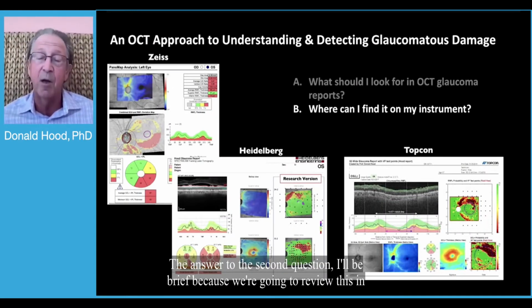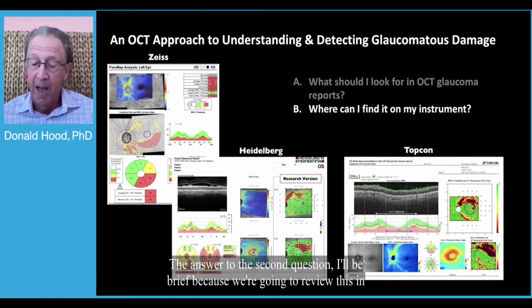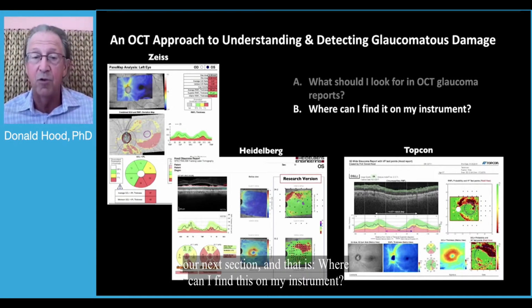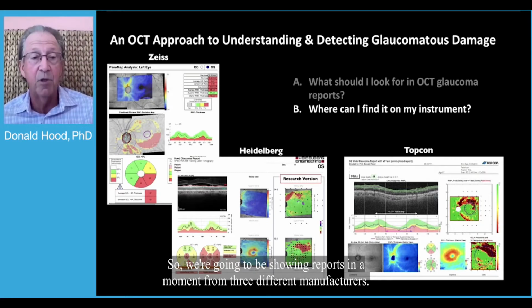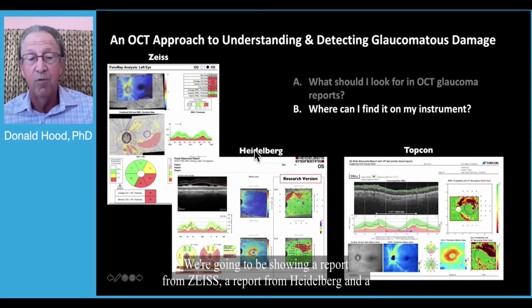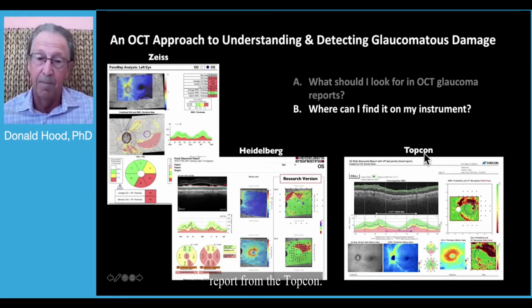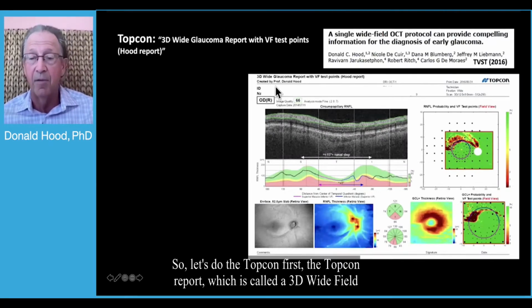The answer to the second question, I'll be brief because we're going to review this in our next section. And that is, where can I find this on my instrument? So we're going to be showing reports in a moment from 3 different manufacturers: a report from Zeiss, a report from Heidelberg, and a report from Topcon. So let's do the Topcon first.